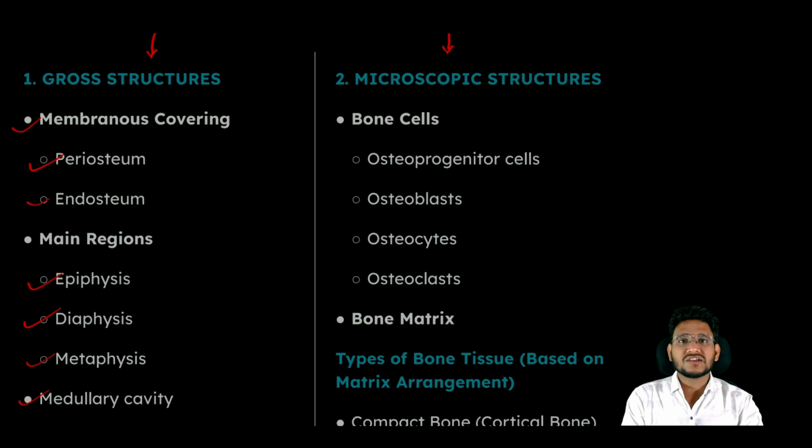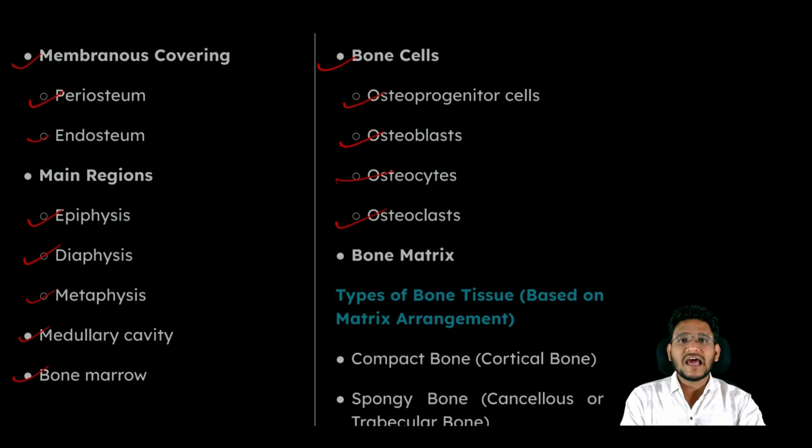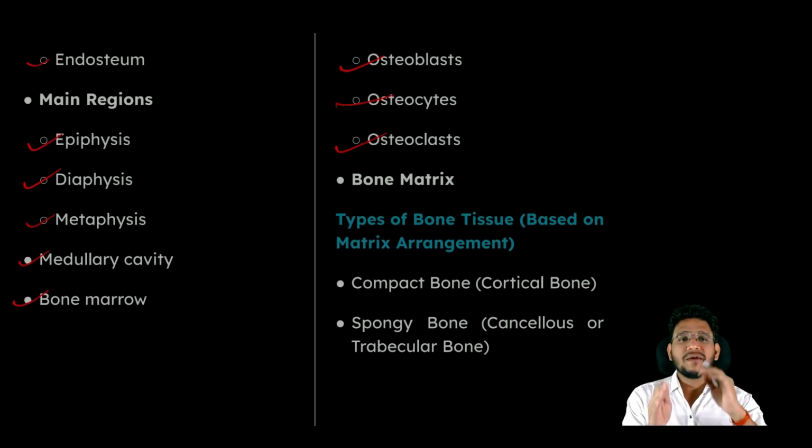Then we have microscopic structures like bone cells: osteoprogenitor cells, osteoblasts, osteocytes and osteoclasts. Then bones have bone matrix, and on the basis of the arrangement of the bone matrix we have two types of bone tissue: compact or cortical bone tissue, and spongy, cancellous or trabecular bone tissue. All these structures we are going to discuss in detail in this lecture.